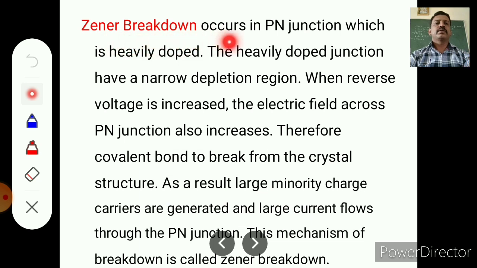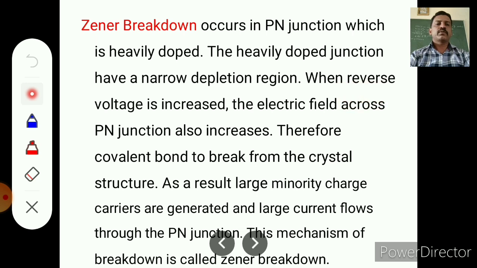Zener breakdown. Zener breakdown occurs in a PN junction which is heavily doped. The heavily doped junction has a narrow depletion region. So there are two different types of breakdowns. First is known as Zener breakdown and another one is avalanche breakdown. In Zener breakdown, the PN junction is heavily doped, means the impurities, third group or fifth group impurities, are added in more percentage, then it is known as heavily doped. The heavily doped junction has a narrow depletion region. So here the depletion region is very narrow.